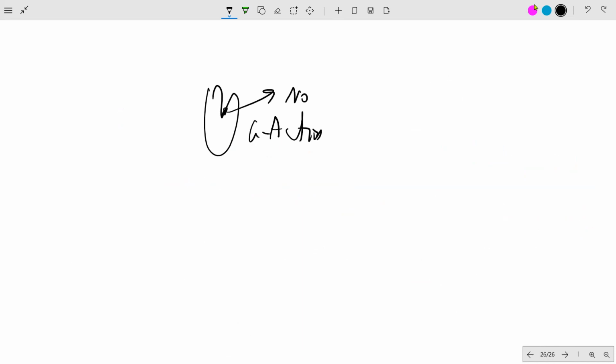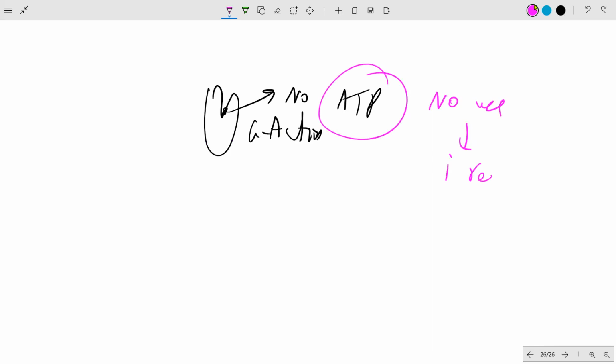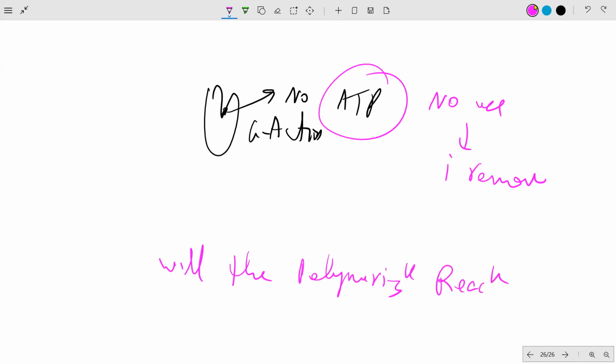अगर मैं कहूं no ATP, तो क्या polymerization होगा? क्योंकि इसका use ही नहीं था. There was no use of this, so I remove it. मैंने remove ही कर दिया. No ATP, चलो भाई attach ही नहीं करते हैं ATP, खत्म हो गया. Now will the polymerization take place? Tell me. Will the polymerization reaction take place? Tell me.